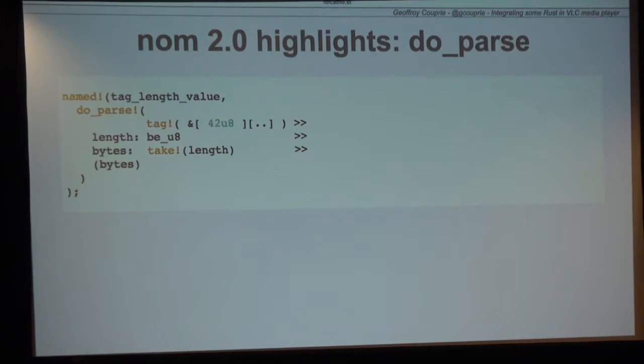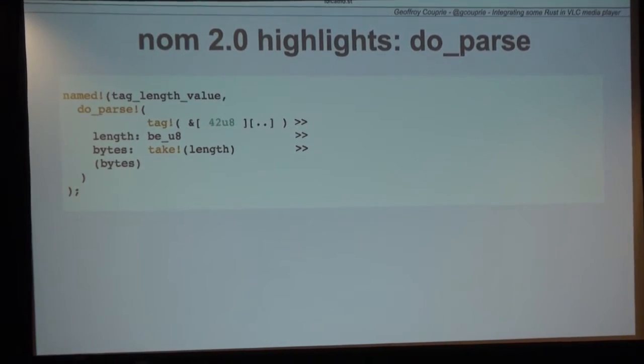So I have doParse, which can apply a parser, take the result of the parser and store it in a variable that's usable elsewhere and that you can even return. So here we recognize the 42 integer, and then we take the length, which is in another byte, and we take that many bytes and we return those bytes. It's a very common pattern in binary formats to have a tag that you recognize and then the length and then how many bytes you have to take.